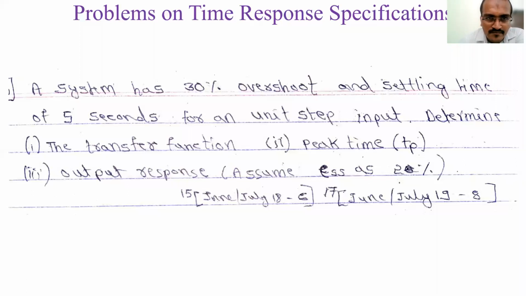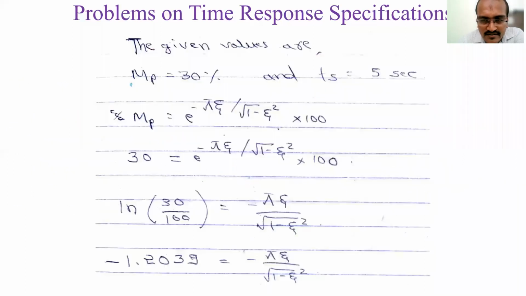Look at this. The given values are, the peak overshoot is 30%, and the settling time is 5 seconds. So what is the formula for peak overshoot? Just to recall, if you have the notes, you can go back and see. It is e to the power minus pi zeta divided by square root of 1 minus zeta square, and it is now in percentage. That's why it is multiplied by 100. So in percentage it is 30, and here it is 100.